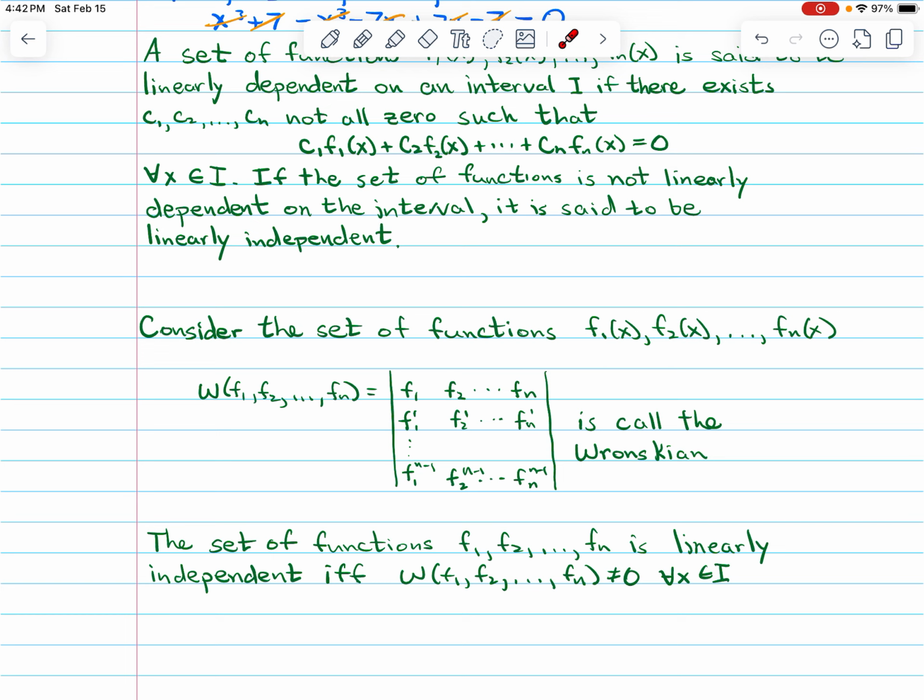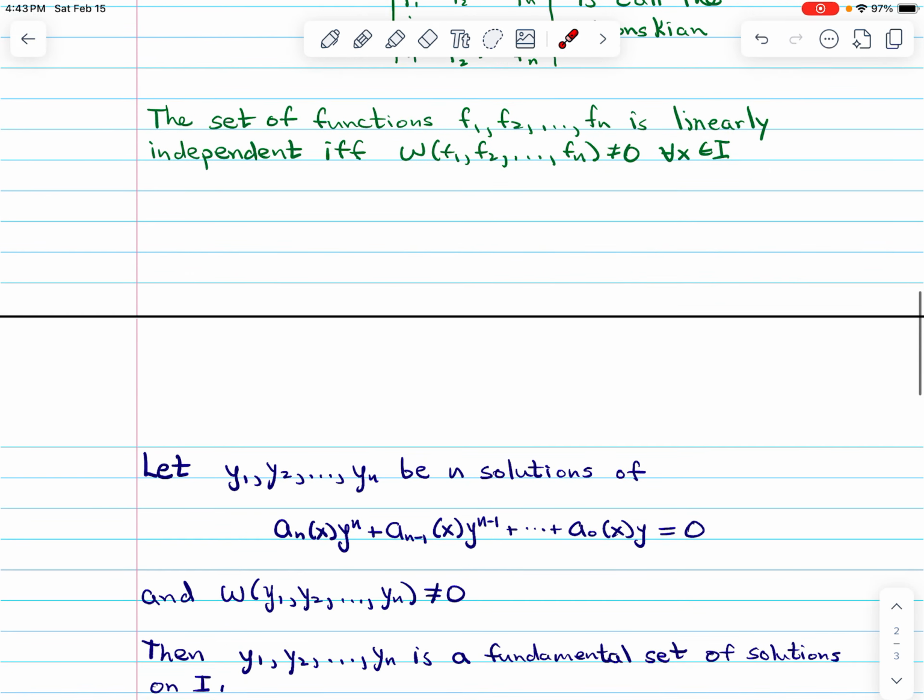And we say that the set of functions is linearly independent if and only if the Wronskian does not equal 0. Because if the Wronskian equals 0, then we say, okay, this is a dependent set. It's independent if it doesn't equal 0. Okay, now let's move along here.